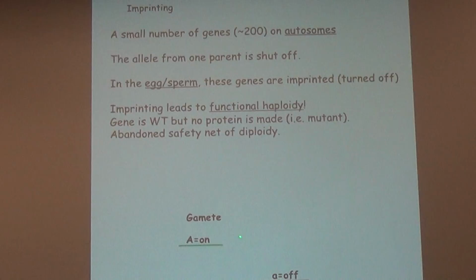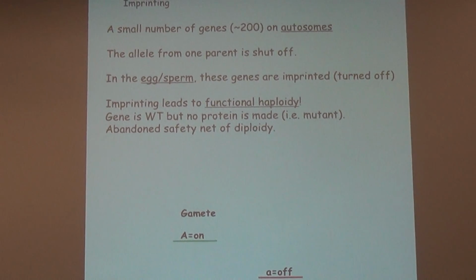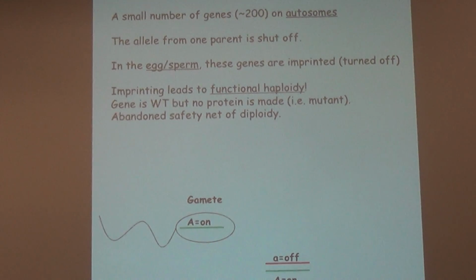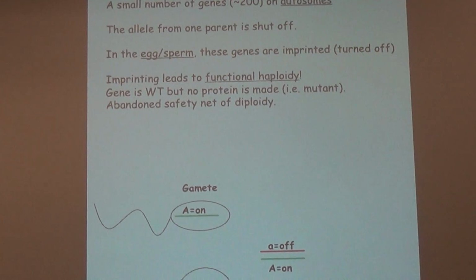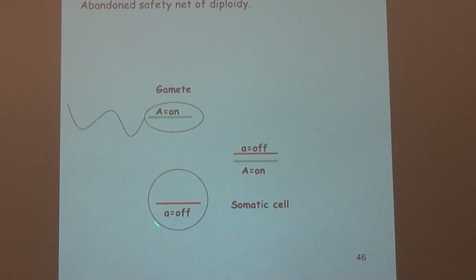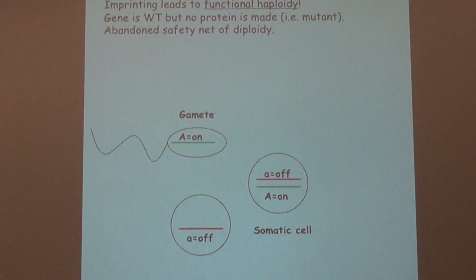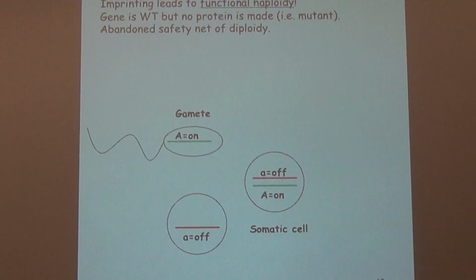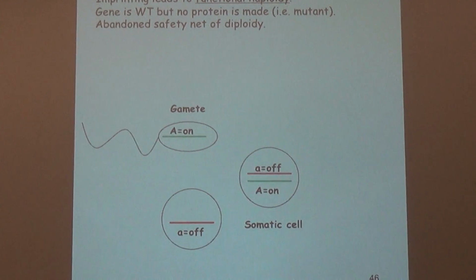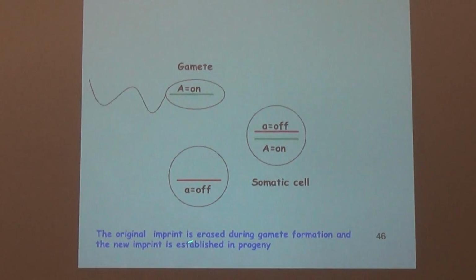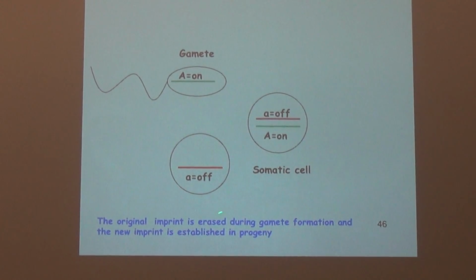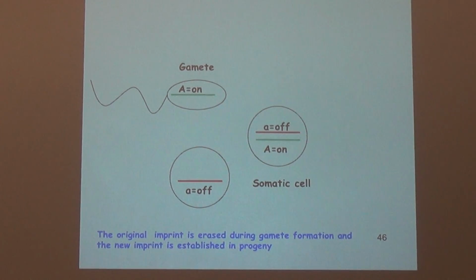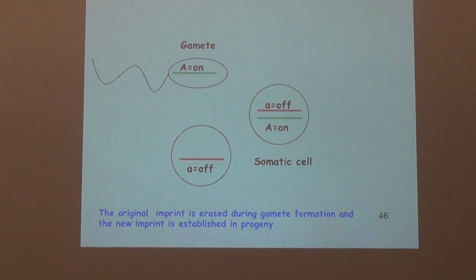So, during gamete formation, you determine which gene is going to be on in which parent or not. In the male, the gene is maintained in an on state. In the female, the gene is turned off. Once that happens, of course, you form an embryo, the state is maintained. Then it's carried on through mitosis in the same way, and so you get a phenotype at the end. The original imprint is erased during gamete formation, and a new imprint is established during gamete formation. So it's during gametogenesis that the imprints are erased and the new imprint is set up, depending on whether you're male or female.